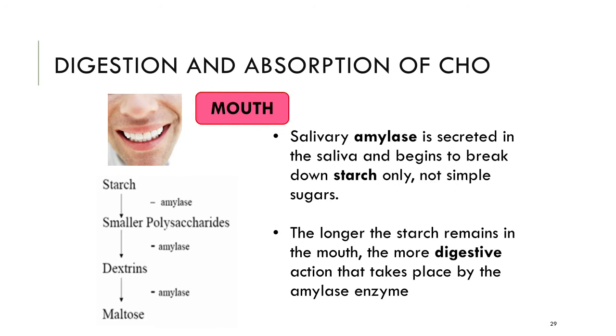Digestion of carbohydrate begins in the mouth. Once we bite our food, we will start chewing it. The amylase in our saliva, or salivary amylase, will begin to break down the starch in our food. The starch is broken down into smaller polysaccharides. Subsequently, the polysaccharides will break down into dextrins and eventually to maltose, which is the disaccharide comprising 2 glucose units. Now, the longer the starch remains in the mouth, that means the longer you chew or the food remains in the mouth, the more digestive action can take place by the amylase enzyme.